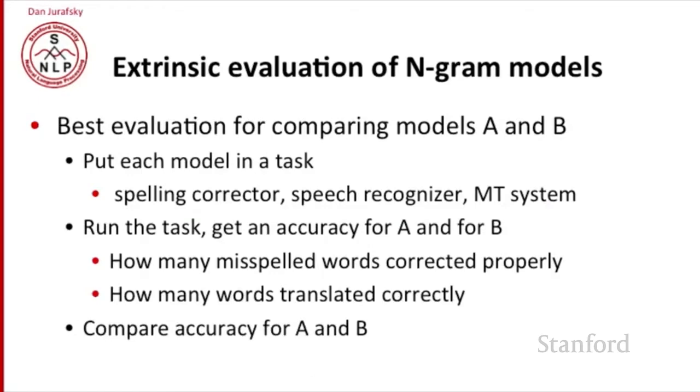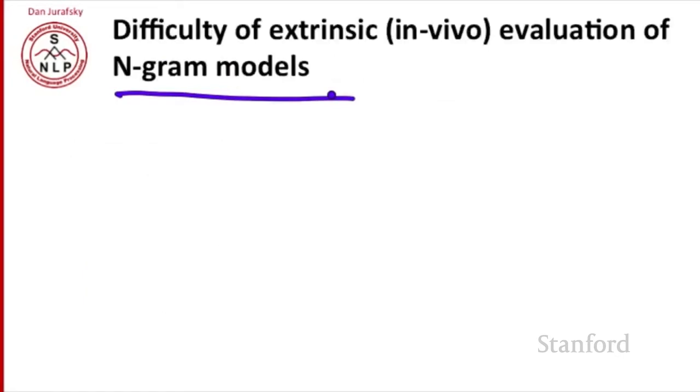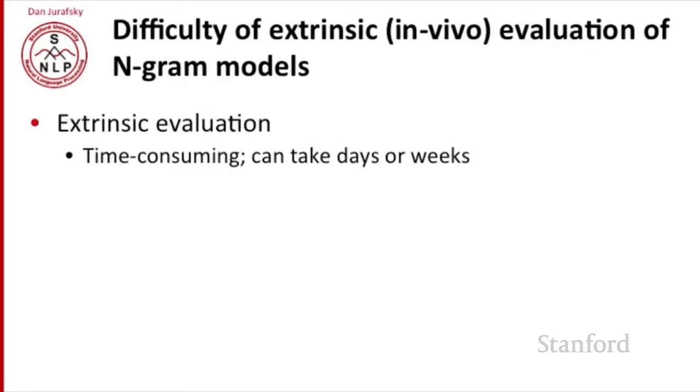So this is called extrinsic evaluation. We're using something external to the n-gram model itself and looking at our performance on that external task. The problem with this kind of extrinsic evaluation, also called in vivo evaluation, is that it's time consuming. In many cases, this can take days or weeks for a modern machine translation system or a modern speech recognition system. Running evaluations can often be extremely slow.